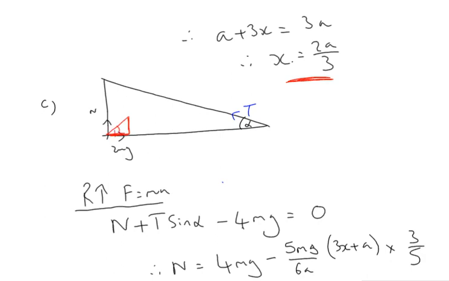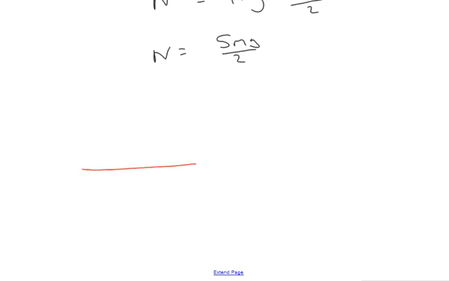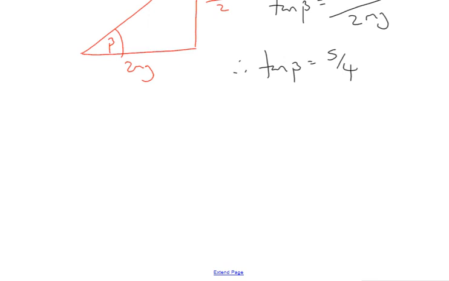So if beta is the angle just tucked in there, it's a bit of a small diagram, let's just redraw it here. There's 2mg there, 5mg over 2 here. So therefore, if that angle is beta, then what we can say is tan beta is 5mg over 2 divided by 2mg. So therefore, tan beta is 5 over 4. And finally, D.